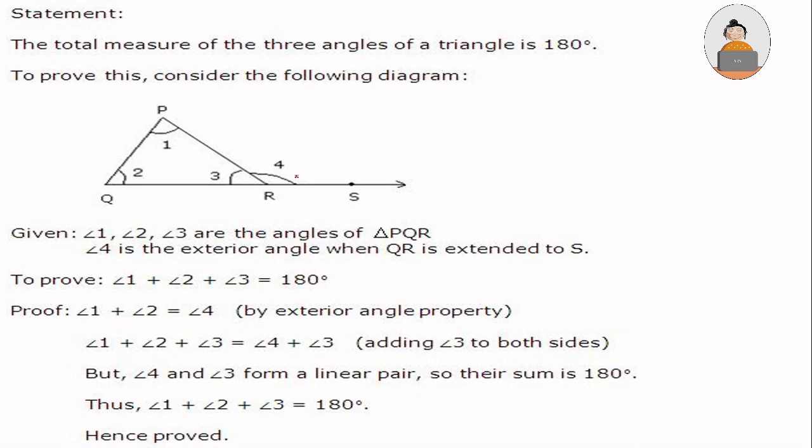So the given things: we have three interior angles that are 1, 2 and 3, and we will have an exterior angle which is formed by extending the QR side to S. So now we have to prove that the sum of these three interior angles is equal to 180 degree. So our first equation states that angle 1 plus angle 2 is equal to 4.